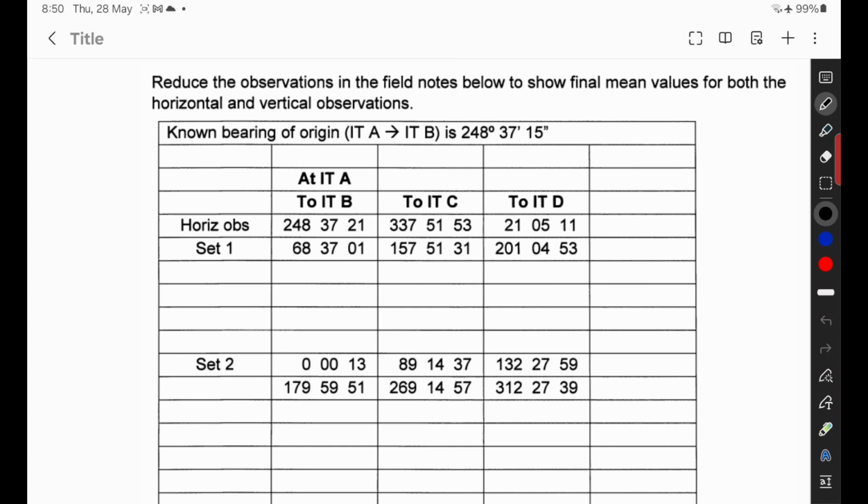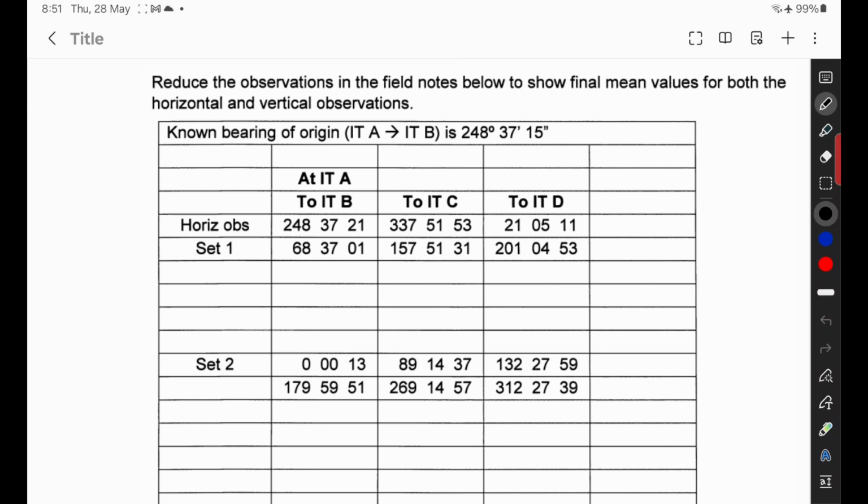It's worth 8 marks in this exam, 1.8 minutes per mark. 8 marks is 8 minutes plus 0.8 of 8 minutes, which is 6.4 minutes, which gives us 14.4 minutes to get this done.